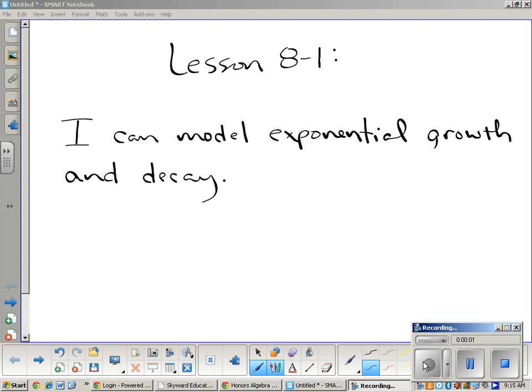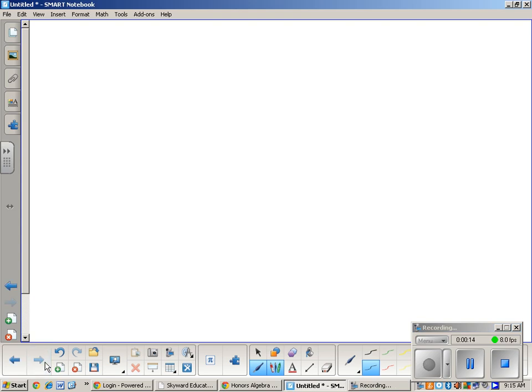Today we're going to work on modeling exponential decay and growth. And we're also going to talk about asymptotes. And that should not be a new term for you, but if it is, we'll make sure you understand what that is. Okay. First of all, what is an exponential function?